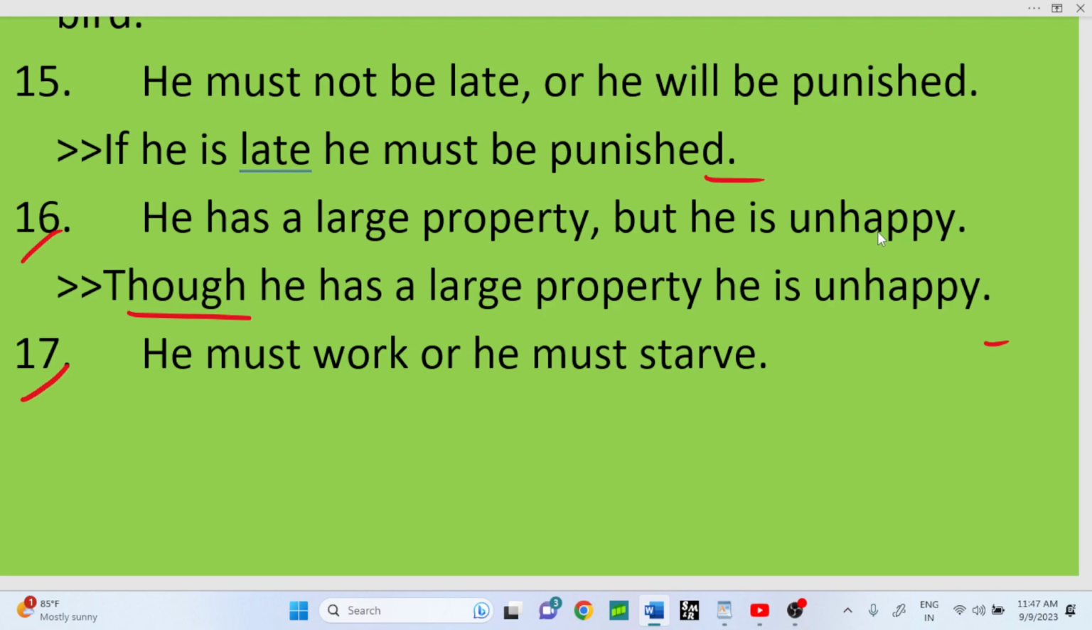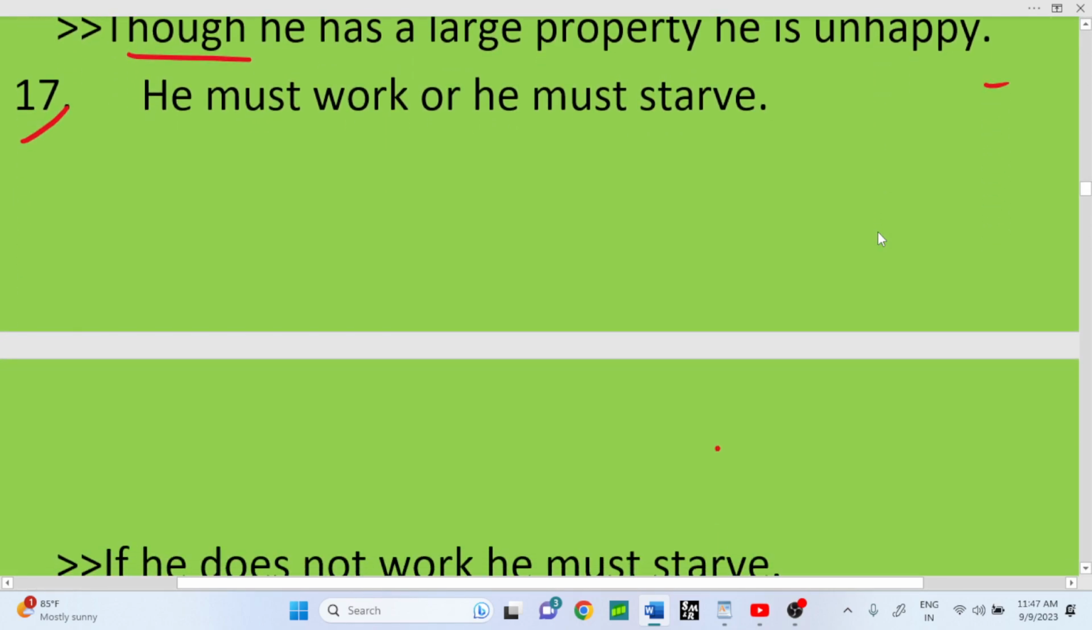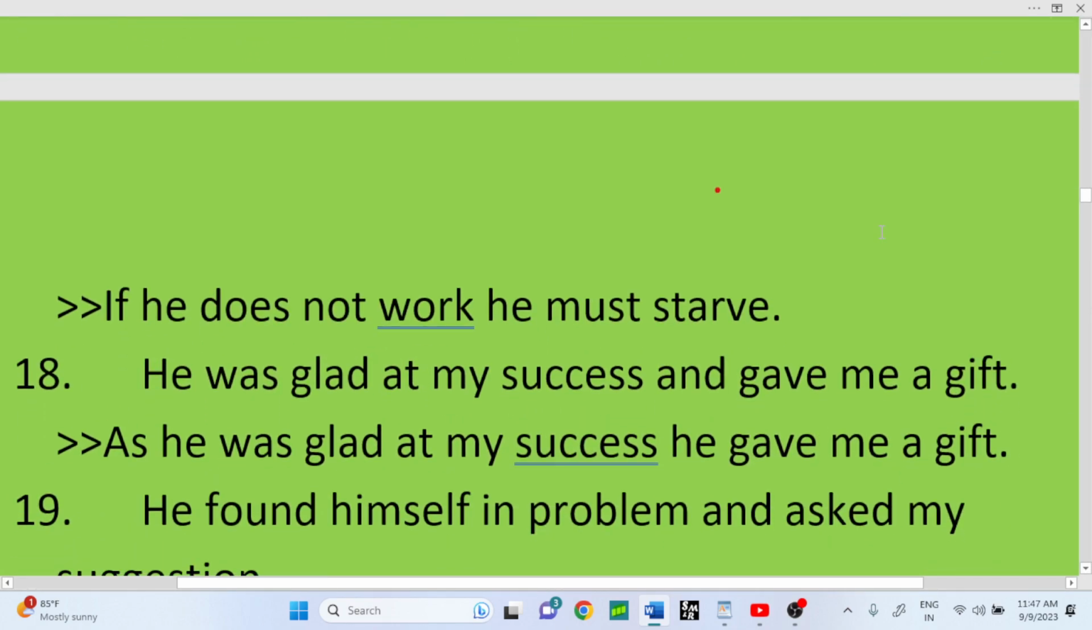He must work or he must starve. He must work or he must starve without eating food. Starve. If he does not work, where work is the verb here, or if he does not do work, suppose do is the main verb. If he does not do work, he must starve. He was glad at my success and gave me a gift. As he was glad at my success, he gave me a gift.